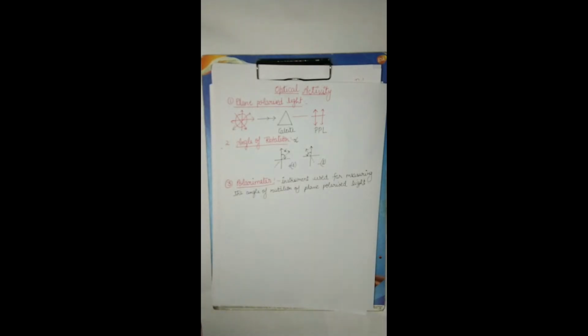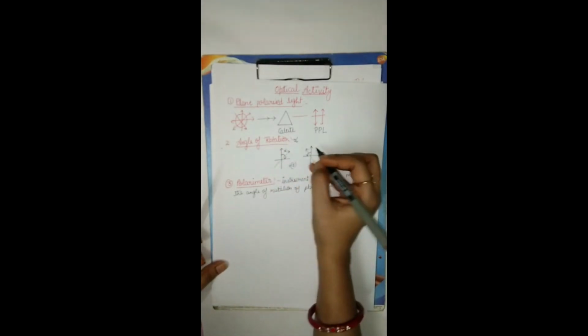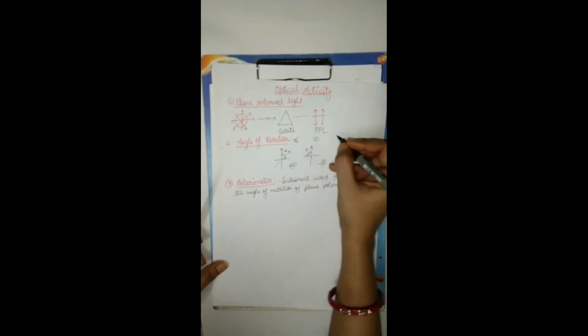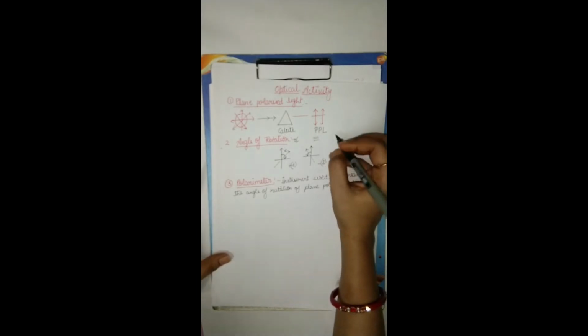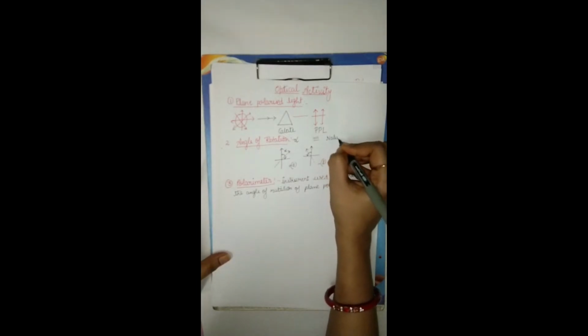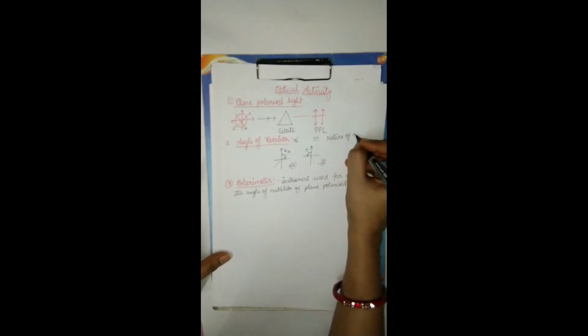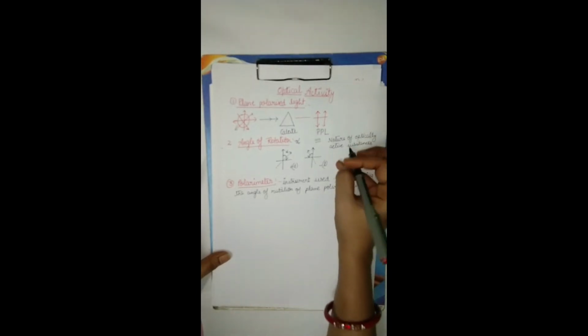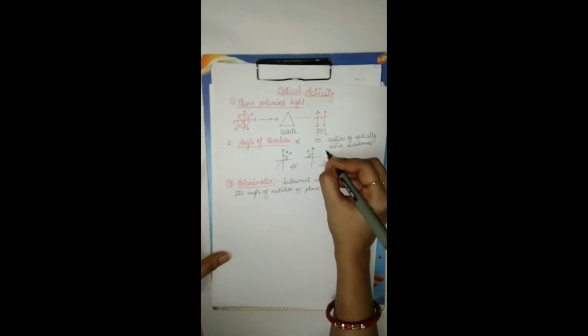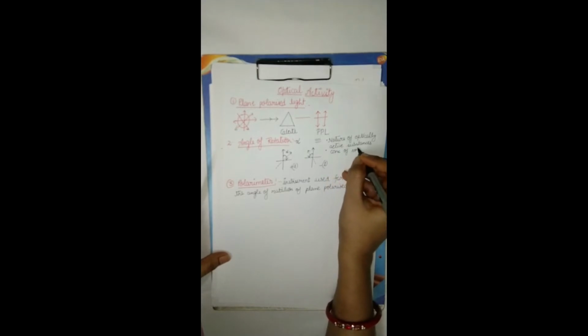The angle of rotation of an optically active compound depends on the following factors. Nature of optically active substances. Concentration of solution.